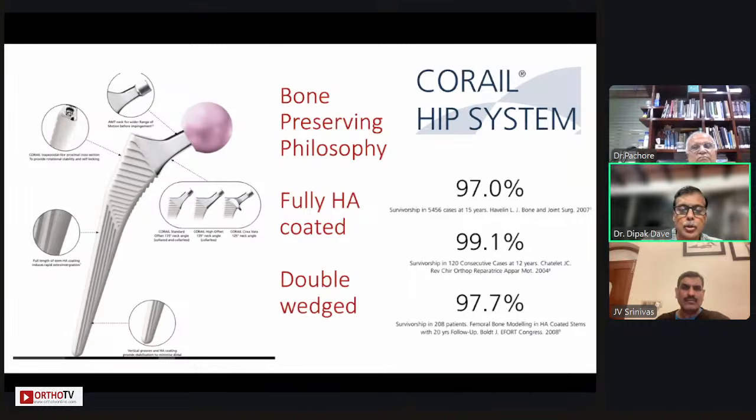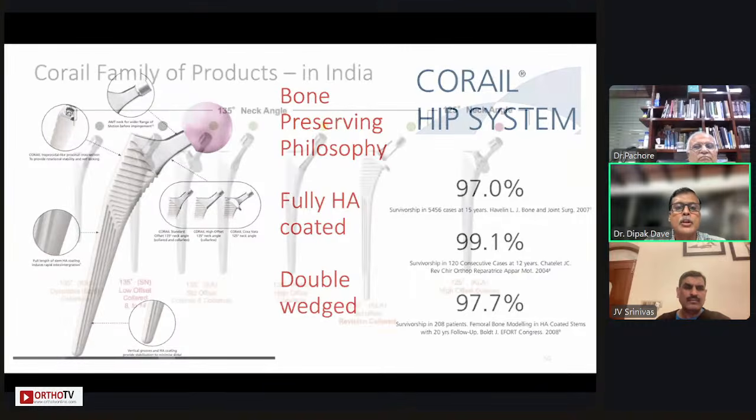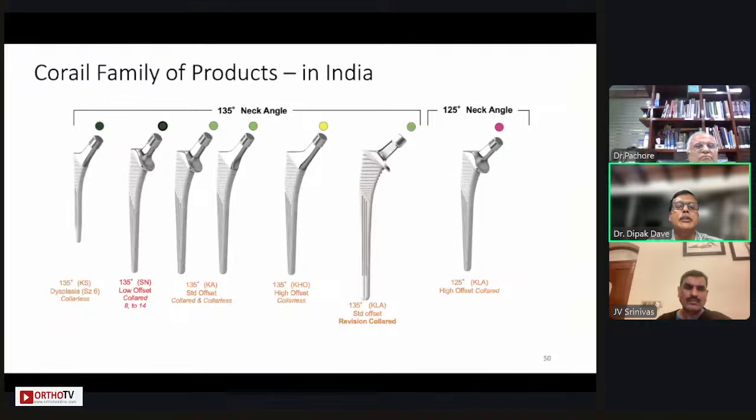It is a fully HA coated double wedged system. So, you need to know the system very well. It has got a collared stem. In India, the Corail collared stem is a short neck, low offset stem.